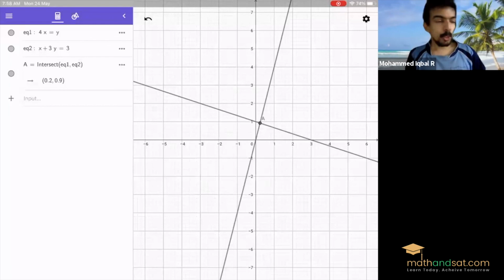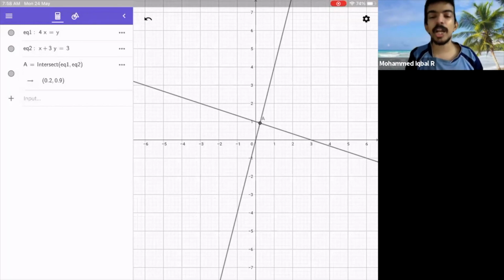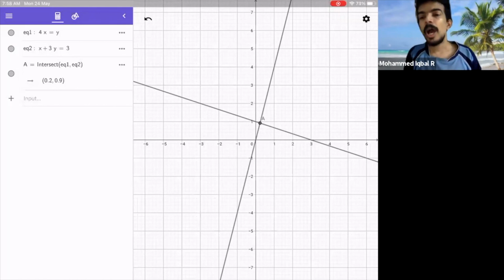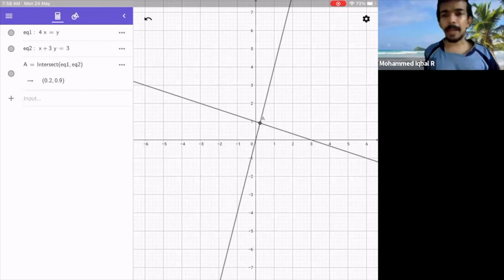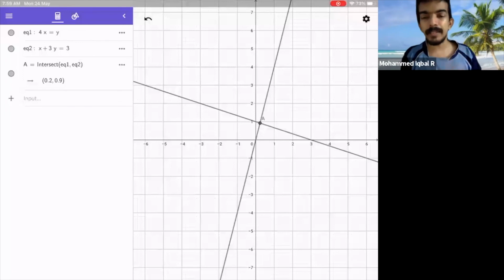Most of the time, the graphical approach is not an optimal way of solving it. You have to understand that, because when you have complicated equations, it will be difficult. So we have to come up with algebraic approaches. The algebraic approaches I will discuss in the next class.